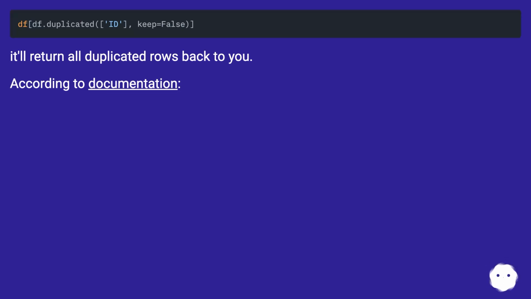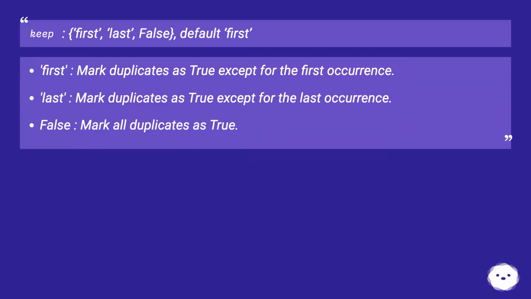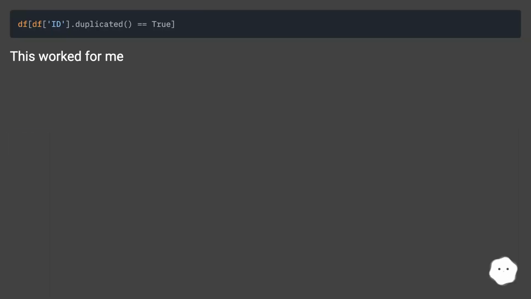According to documentation, keep: first, last, False. Default: first. First: mark duplicates as True except for the first occurrence. Last: mark duplicates as True except for the last occurrence. False: mark all duplicates as True. This worked for me.